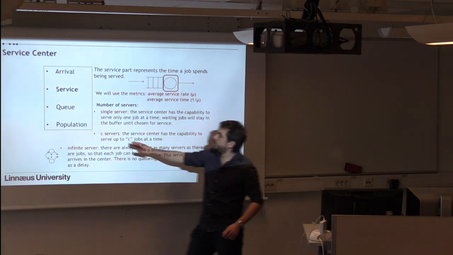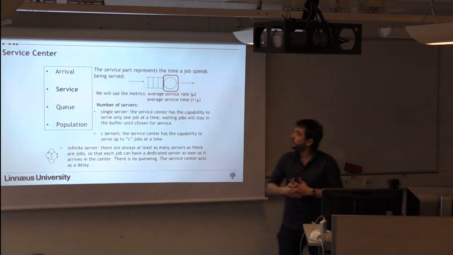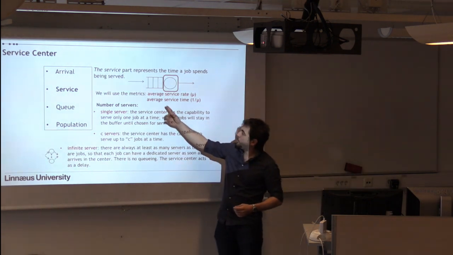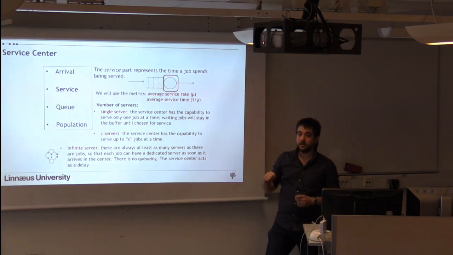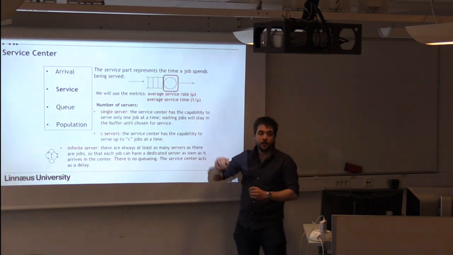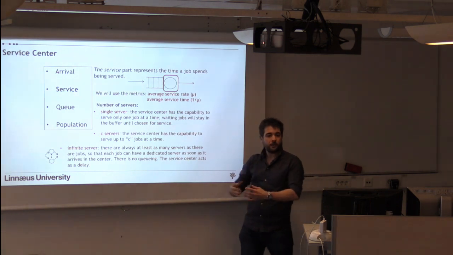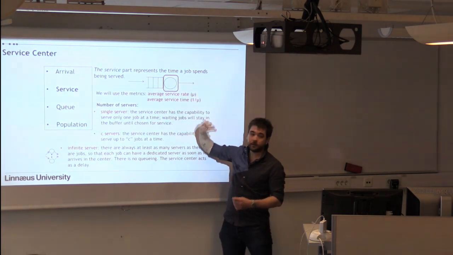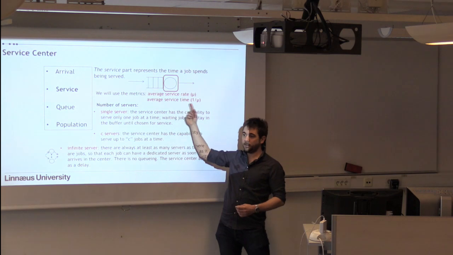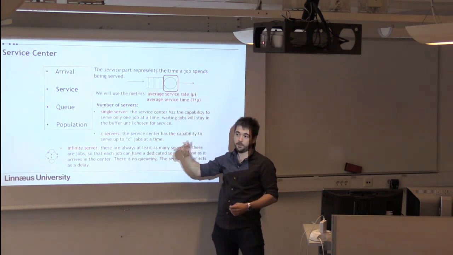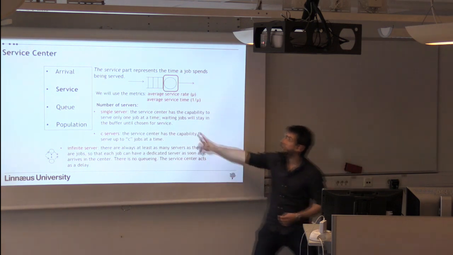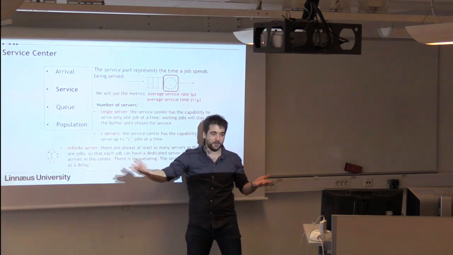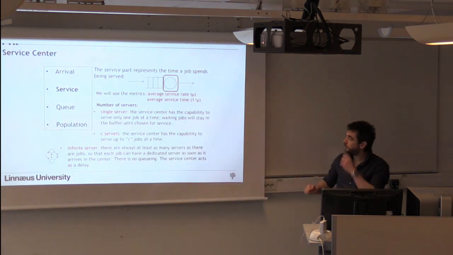The second property to characterize a service center is the service. The service represents the time that a job spends being served. And we use the metric average service time or average service rate. So average service time: a job needs half a second of CPU to be served. The service rate is the inverse. So if the job needs half a second, the service rate can be 2 jobs per second. If we work in service rate, we are working in frequencies, that is, in the same unit as the arrival rate. So sometimes it's easier to always work with the frequencies.